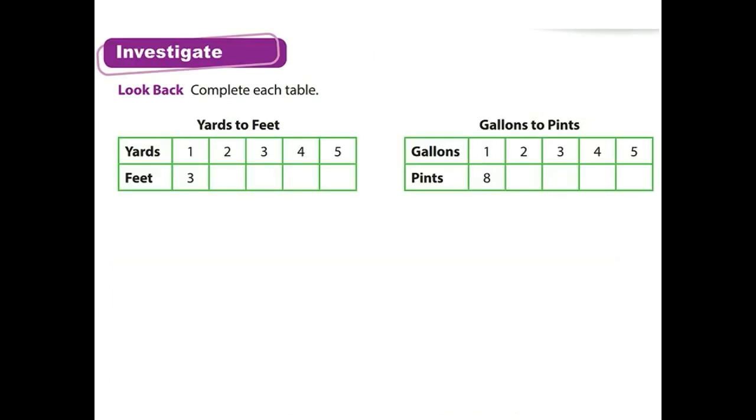So let's do some looking back. We're going to complete each table, yards to feet and then gallons to pints. So that's what that should look like. 3, 6, 9, 12, 15, 8, 16, 24, 32, and 40, because you're multiplying 1 times 3, 2 times 3, and 1 times 8, 2 times 8. So that's what it should look like.